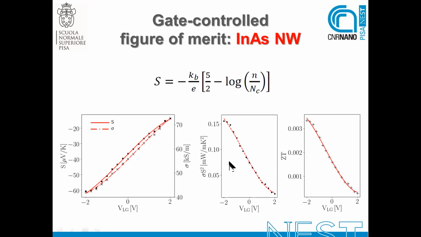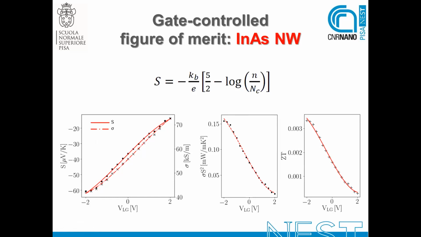Here is the power factor as a function of the liquid gate voltage. And here is finally the figure of merit, which is modulated electrostatically by the liquid gate voltage. So here the take-home message is that you can exploit ionic liquids or other electrolytes in order to go for ideal gating of a suspended nanowire device and measure and extract the full figure of merit, and using the field effect to modulate and to control the figure of merit.